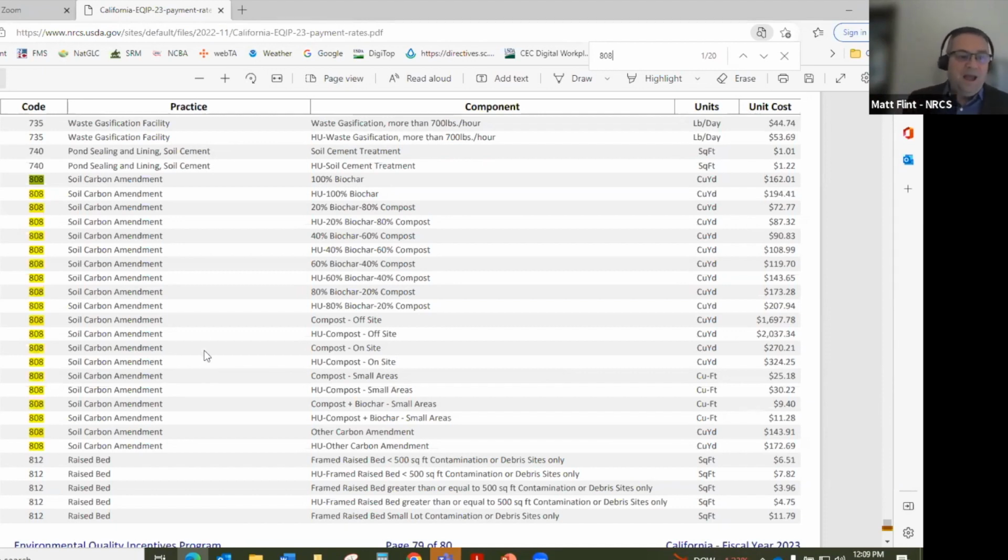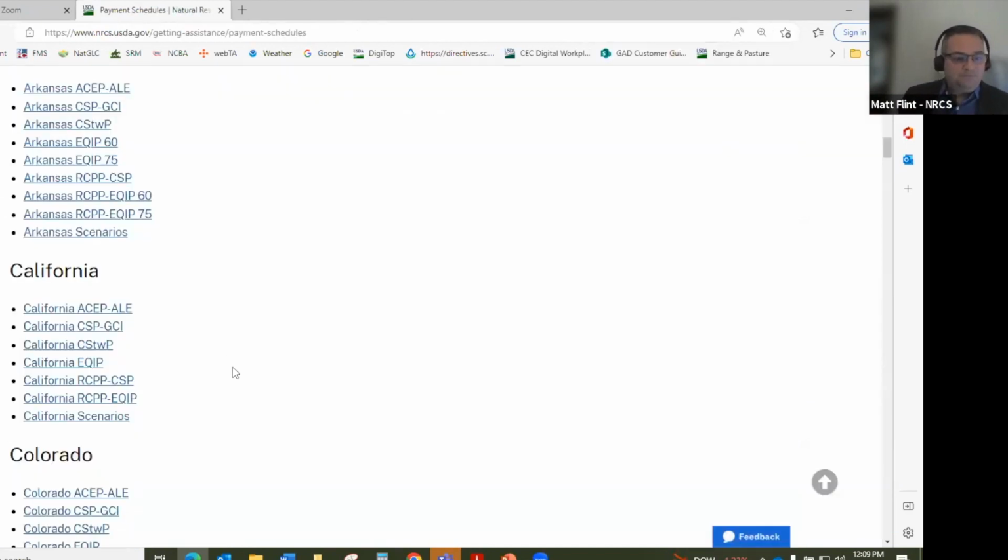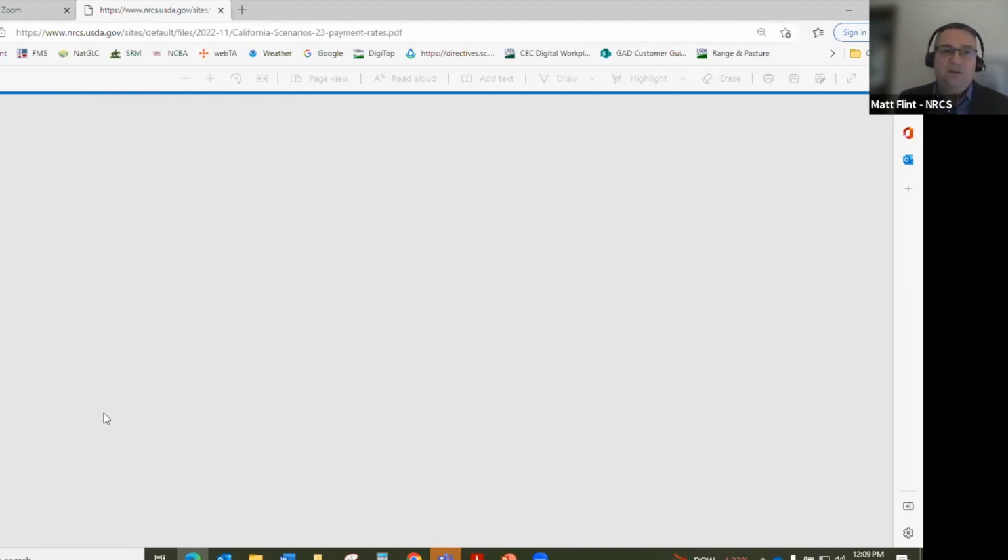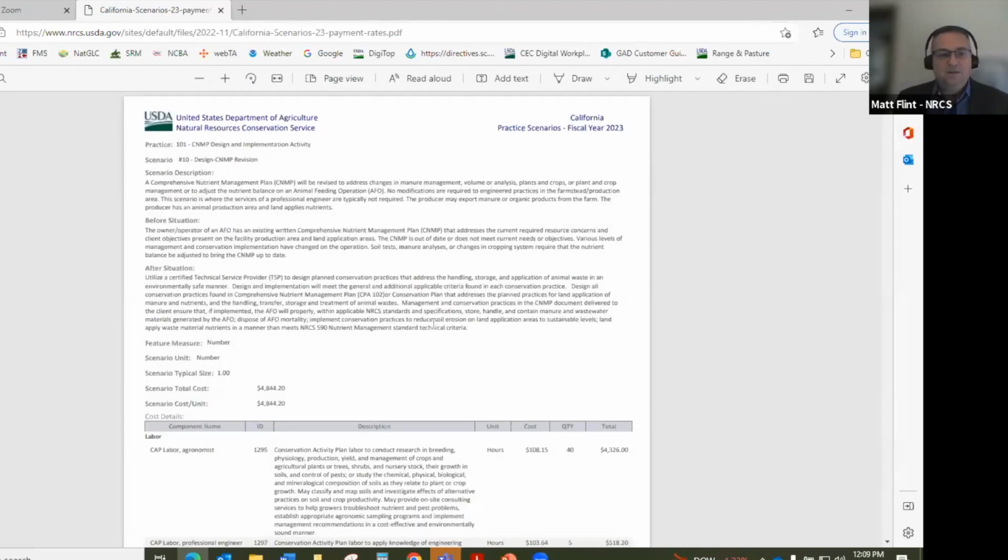Michael, if you could hit the back arrow one time, you could go to California scenarios, the last row on that table. This opens the very long 1,200 page PDF. This document may be of interest to you to see how the sausage is made. This is documentation for how the payment schedule rates were established.